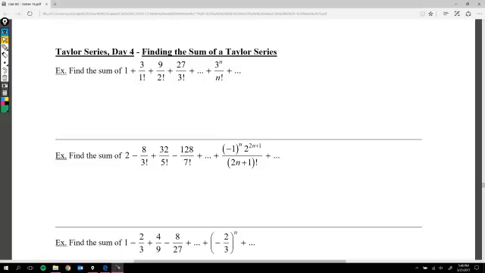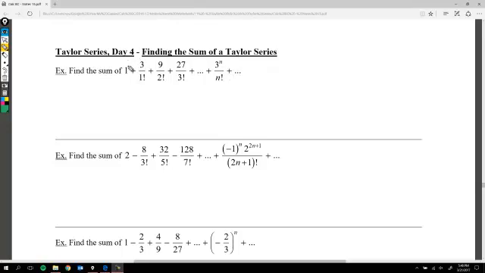Hi everyone, we are continuing Taylor series. So first we're going to start with just a couple of terms. They're giving us a couple of terms and then the general term. They're asking us to find the sum, right? So I notice, yeah, this is what I'm looking for.